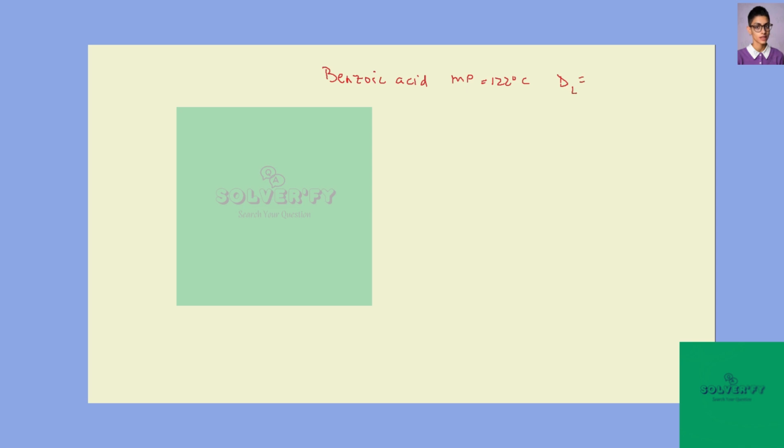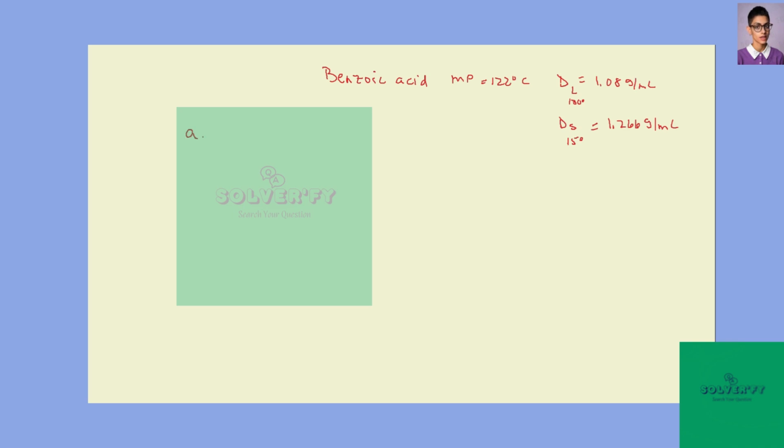as a liquid when it's at 130 degrees Celsius. Its density is equal to 1.08 grams per milliliter. The density of solid benzoic acid when it's at 15 degrees Celsius is equal to 1.266 grams per milliliter.